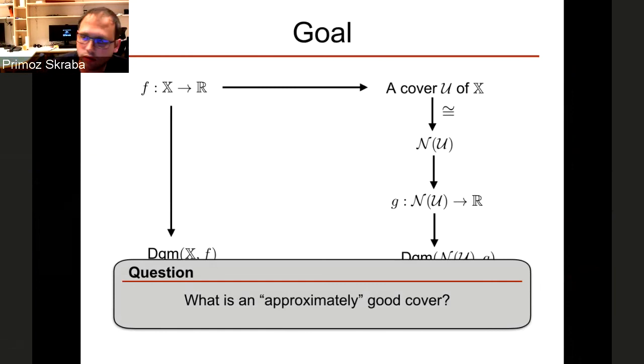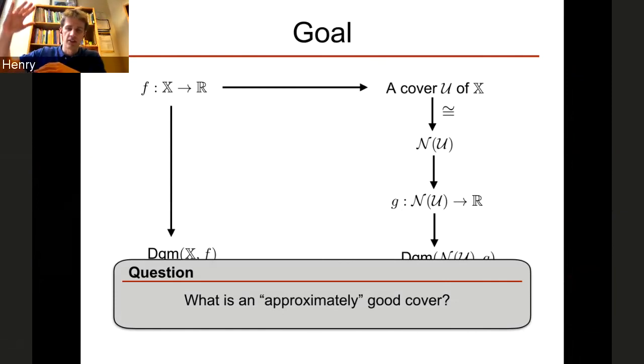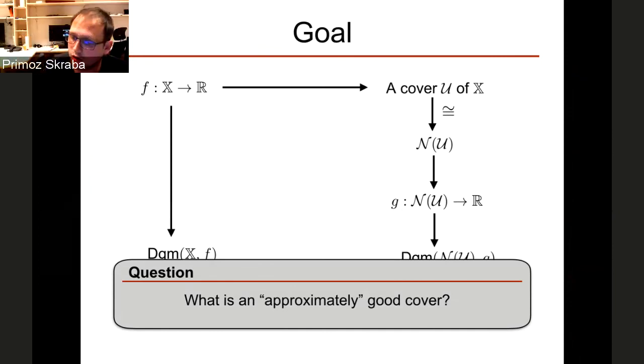And Primoz, just to interrupt really quick, simple question, but on your right-hand side, you have the diagram of the nerve, comma, G. That's just a filtered simplicial complex? Yes. Right. So think of the same way of a sublevel set filtration of F. If I build G, I can do the sublevel set filtration on the nerve, right? So it becomes a filtered nerve. Thanks.